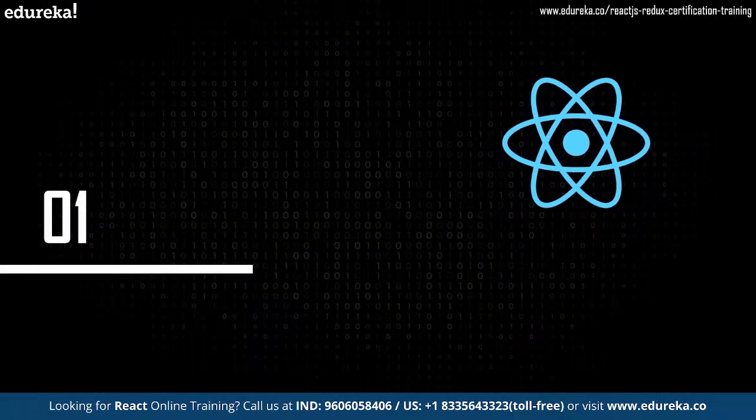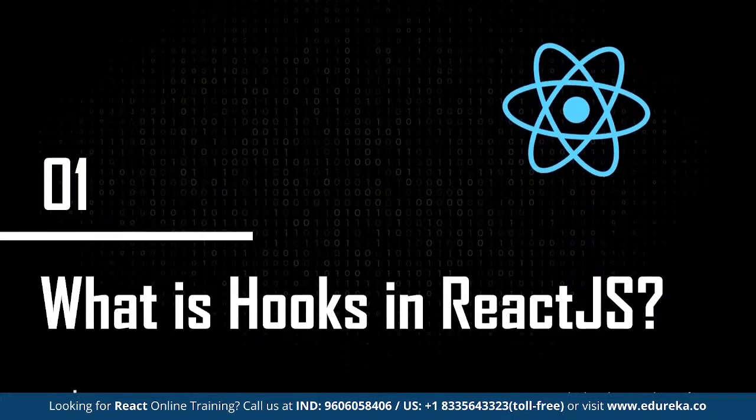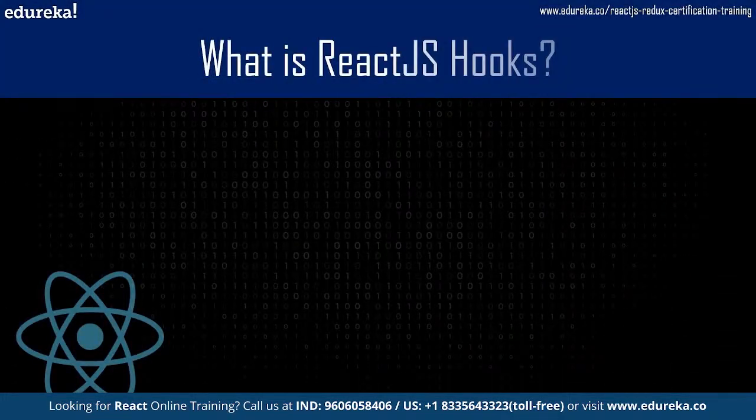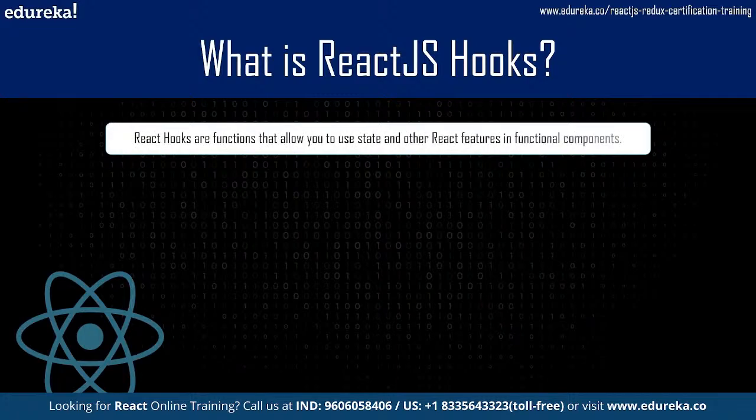Now let us go and explore all about ReactJS hooks. Starting from what is ReactJS hooks. ReactJS hooks are functions that allow you to use the state and other React features in functional components. They were actually introduced in React 16.8 as a way to make it easier to share the stateful logic between the components and also to make it easier to work with the functional components.